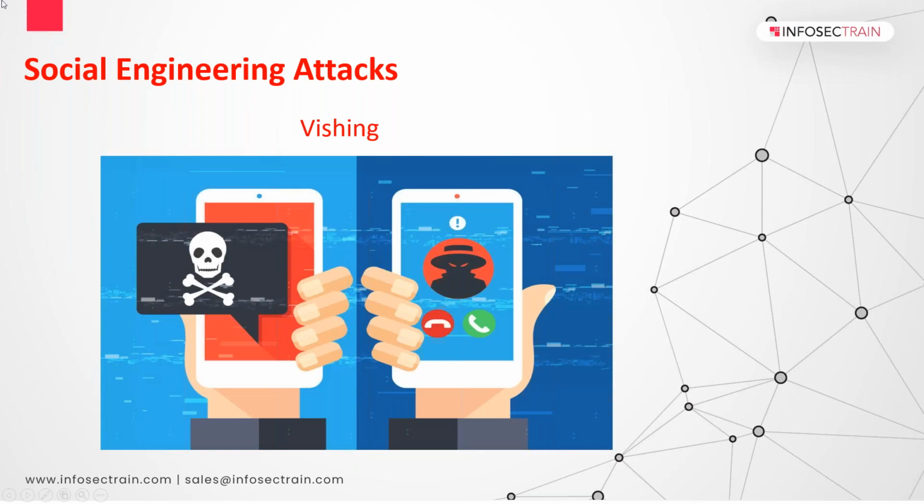Then we have vishing. Okay, now vishing, you can say, is a combination of both voice and phishing. It is done over a telephone. The technique the attacker will be using is spoofing the caller ID. He will try to perform an attack, pretending that he is talking from an organization. He will be contacting you over the phone and will try to collect information from you. Okay, that is how your vishing attack is done.